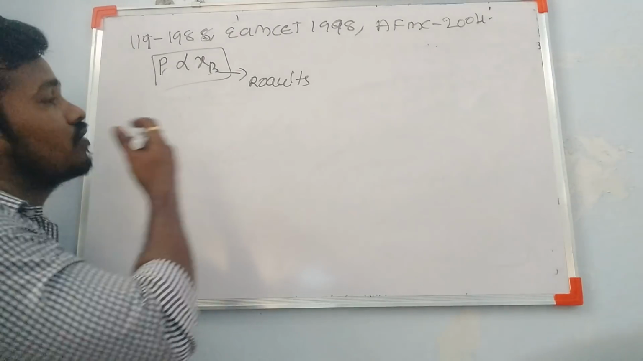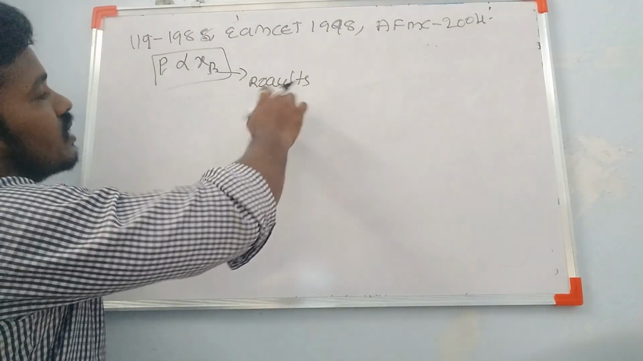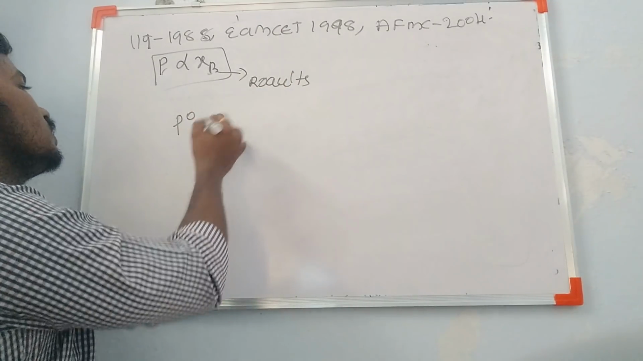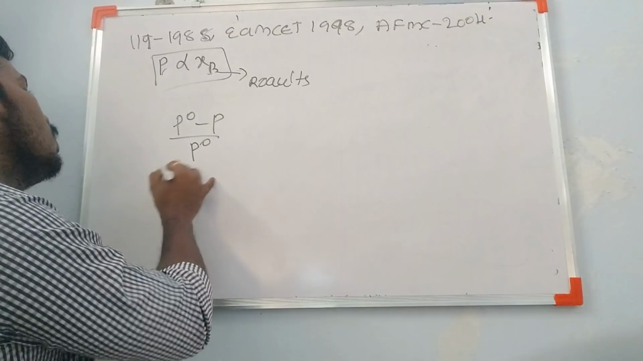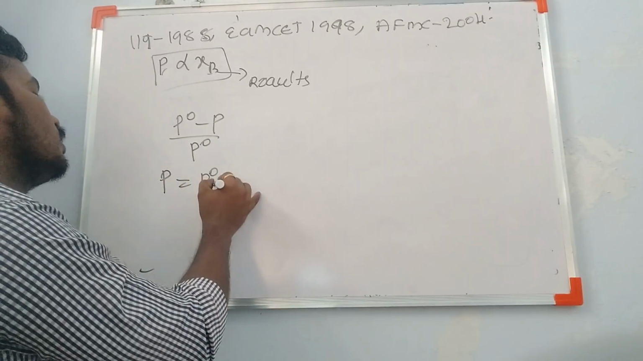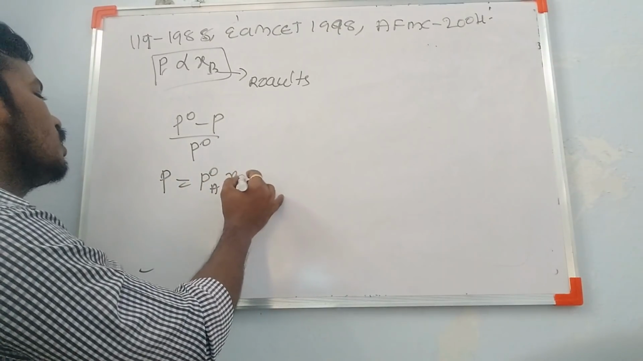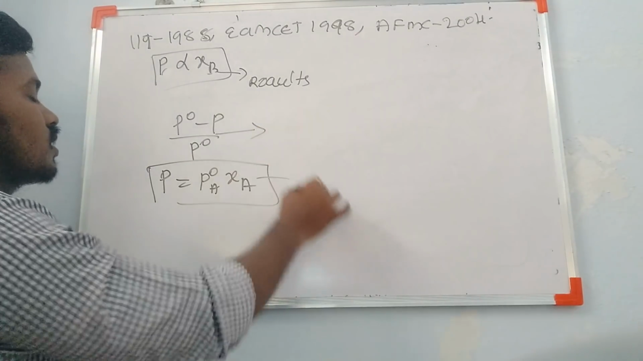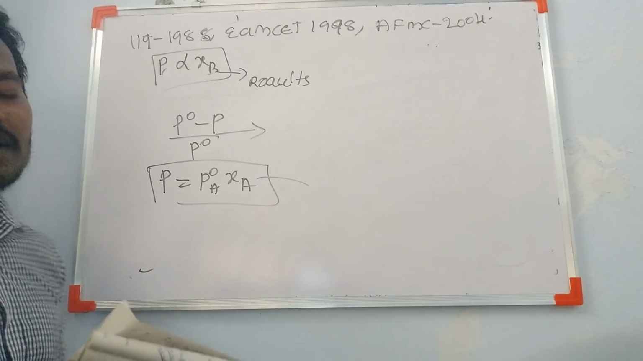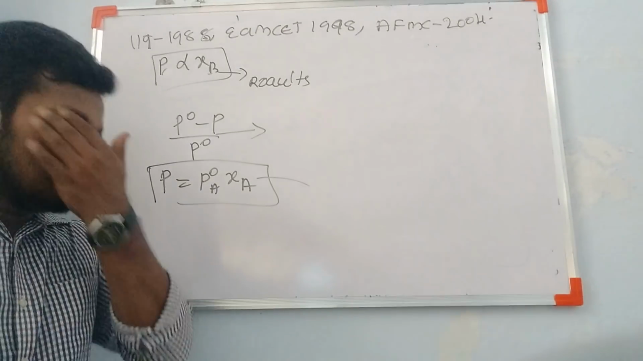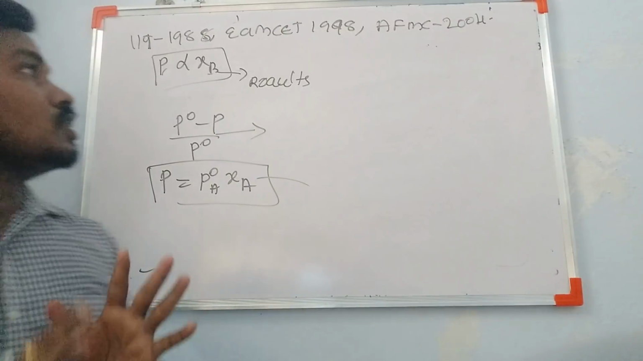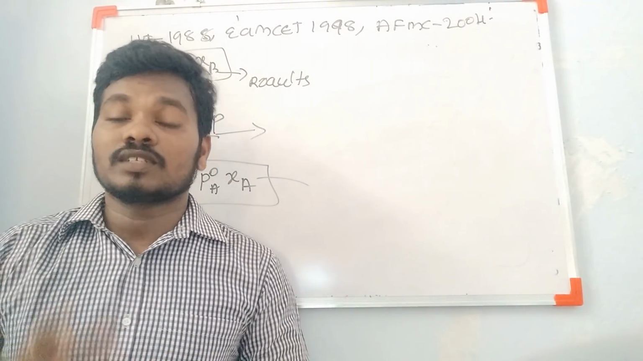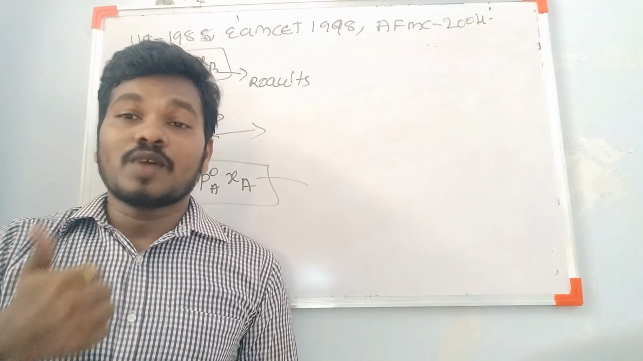For example, in IIT mains they asked for the dilute solution. There are only two formulas here: P naught minus P by P naught is equal to the mole fraction of solute, and P is equal to P naught A times the mole fraction of A. One is for the non-volatile solute, the other for the volatile solute. We also have to learn the Raoult's law definition. So this is about Raoult's law and its applications in various fields. These are important questions. Thank you for watching my video.